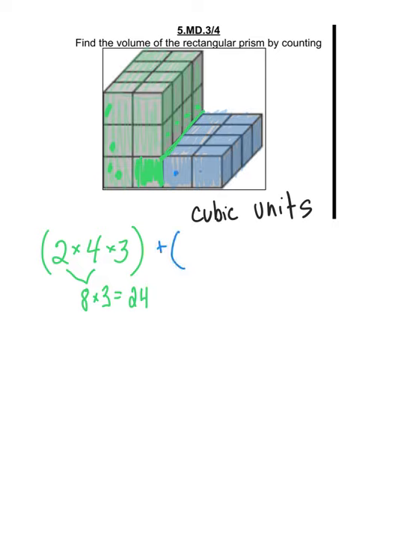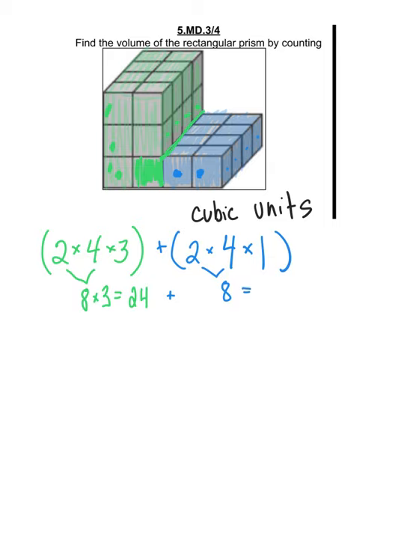So let's see, I have a length of 2. Length and width are kind of interchangeable, so you can call this length or width. 2 by 1, 2, 3, 4, going backwards, and then just a height of 1. Okay, so 2 times 4 gives me 8, times 1 more, of course, is just 8. That's the identity property of multiplication.